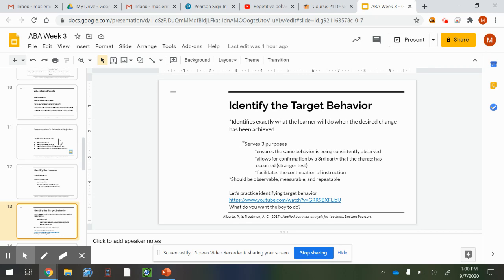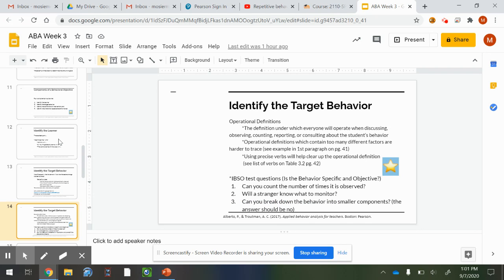And number 3, it helps facilitate the continuation of instruction. So for example, I'm a 5th grade teacher. When my students are at the end of 5th grade, they leave my building and go to the middle school. I do not have direct contact with those teachers all day. I need to make sure that I'm writing target behaviors and that I'm writing specific enough intervention information, all of the data that's in there, that those teachers can pick up where I left off, and that continuation of instruction looks the same so that the student is able to make progress. Again, we'll practice this tonight in class.